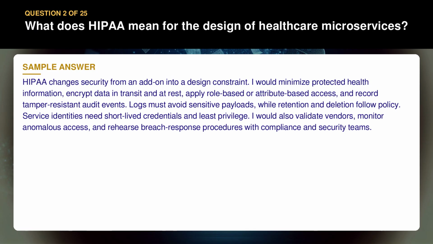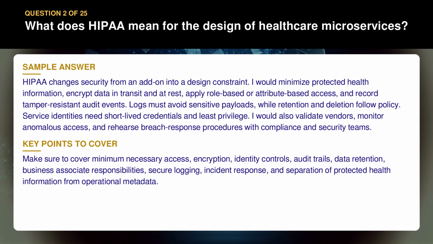Service identities need short-lived credentials and least privilege. I would also validate vendors, monitor anomalous access, and rehearse breach response procedures with compliance and security teams. Make sure to cover minimum necessary access, encryption, identity controls, audit trails, data retention, business associate responsibilities, secure logging, incident response, and separation of protected health information from operational metadata.